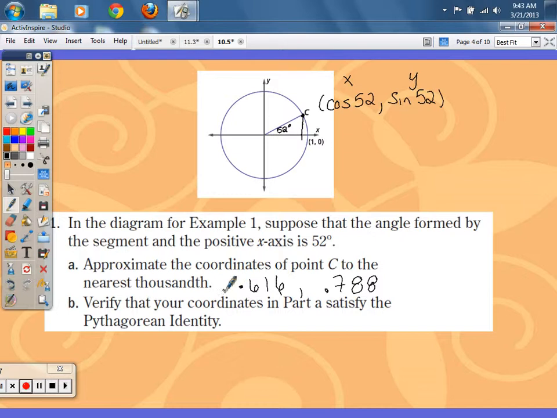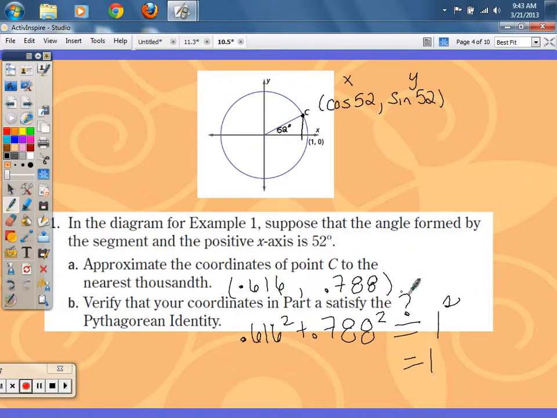They're both going to be positive because we are talking about an angle in quadrant 1. They want to verify that's true using that Pythagorean theorem identity that we talked about. So I'm going to do 0.616 squared plus 0.788 squared. And what do I want it to equal? Well, I want it to equal the radius squared, or the hypotenuse squared, in this case, which is 1 squared, which should just be 1. Type it in my calculator.